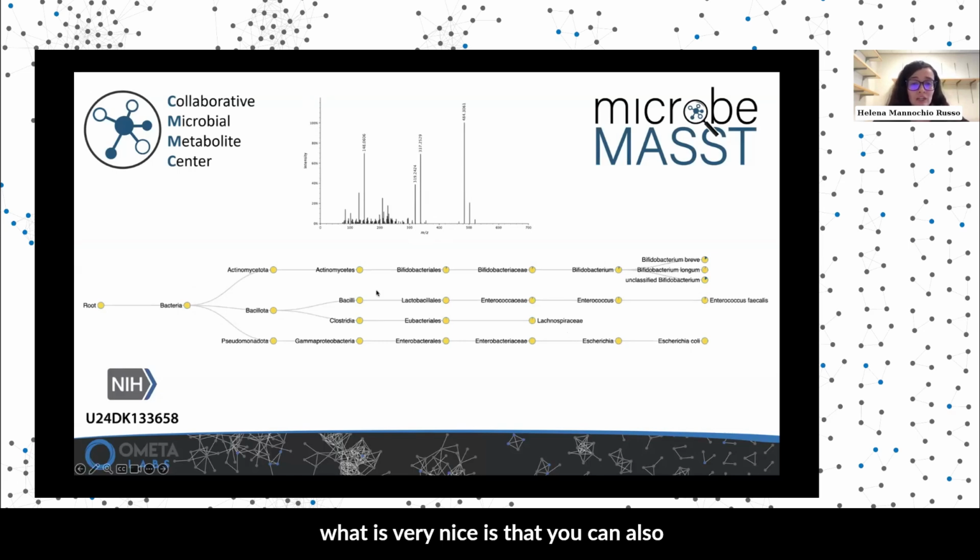And what is very nice is that you can also search for unknown compounds. So for instance, you have an MS/MS spectrum of an unknown molecule. You can also search that to see in which microbes it has already been detected.